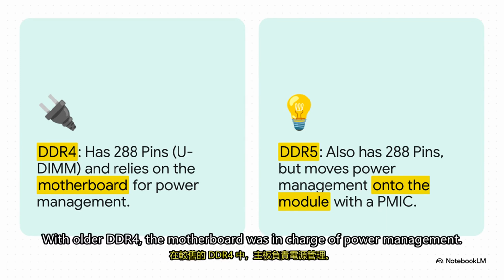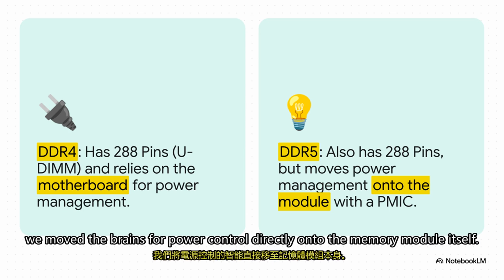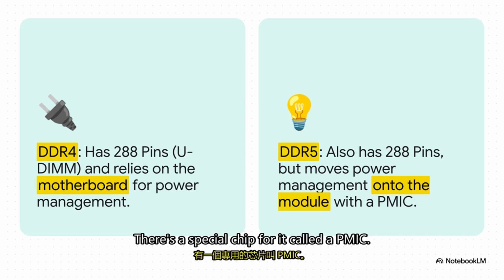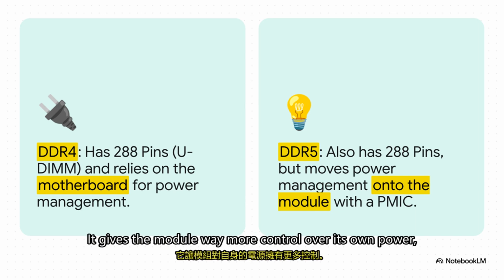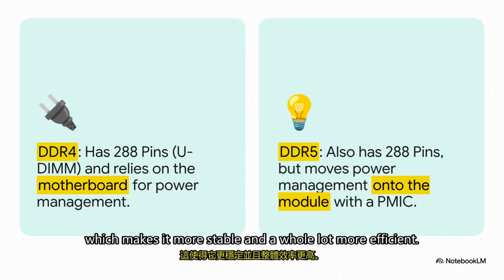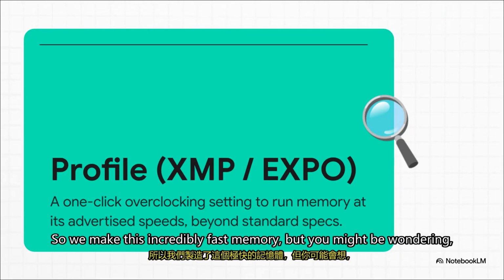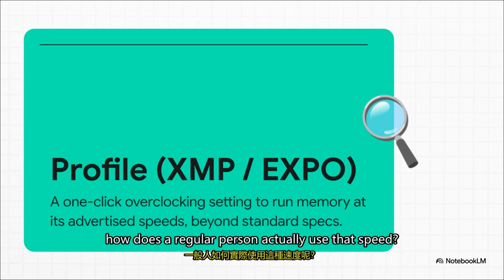With older DDR4, the motherboard was in charge of power management. But with DDR5, we moved the brains for power control directly onto the memory module itself. There's a special chip for it called a PMIC. Why does that matter? It gives the module way more control over its own power, which makes it more stable and a whole lot more efficient.